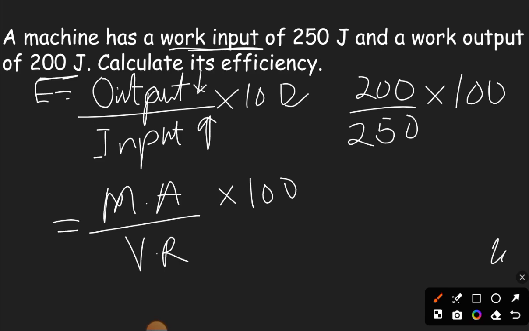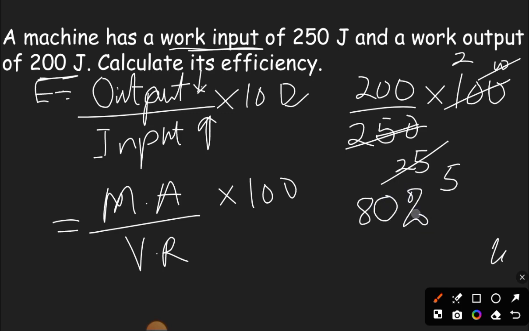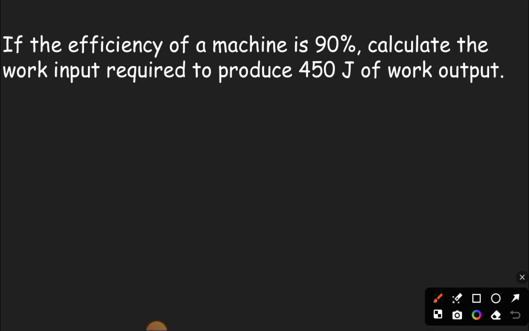Alright, so to work this out, 10 cancels this, 25, 10 here, 10. So also 5 here, 5, 5 here, 2. So 2 times 200 is giving us 400. 400 divided by 5. So we are getting 80. So 80%. So efficiency is measured in percentage. Now pause this video and then try this.